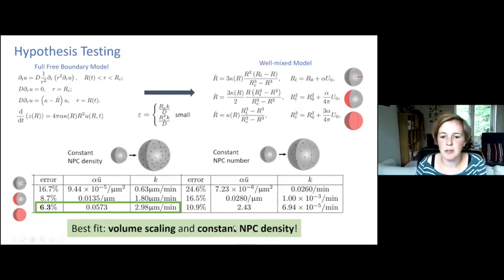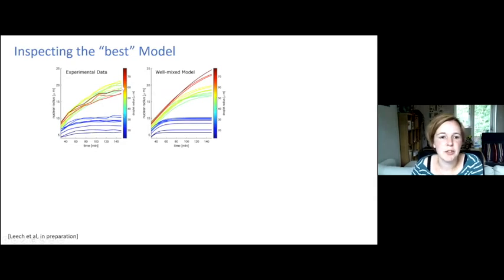But we also get information about something to do with the time dynamics, and that suggests that nuclear pore complex density is in fact constant through the growth of the nucleus. So that means that as it grows, more NPCs have to be incorporated. So if we inspect this visually, we have here the experimental data and the best fit result.